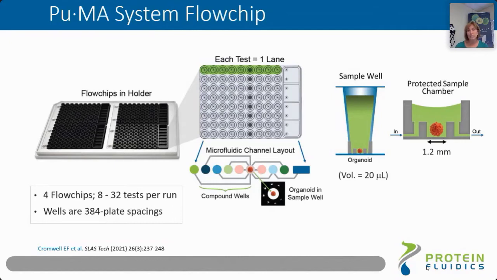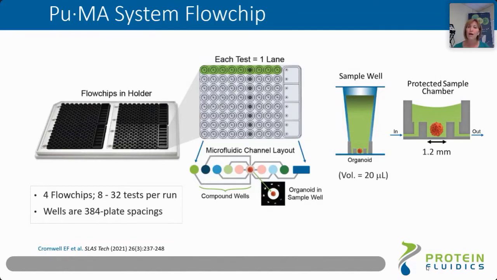It's really highly customizable depending on the configuration of your assay. Now, the well itself is pretty small. The volume of it is 20 microliters, and you can see here that the organoid is located at the very bottom of the well in the protected sample chamber, which is our proprietary technology. The dimensions of the protected sample chamber at the bottom diameter is 1.2 millimeters.